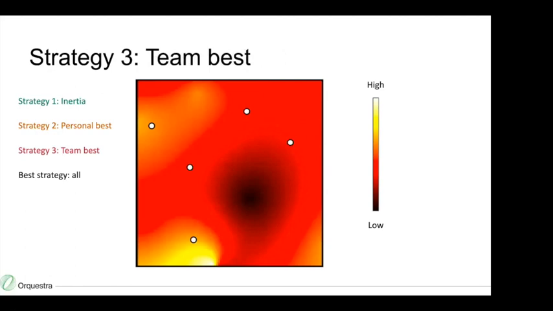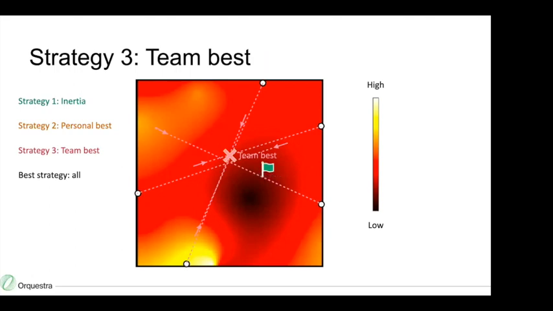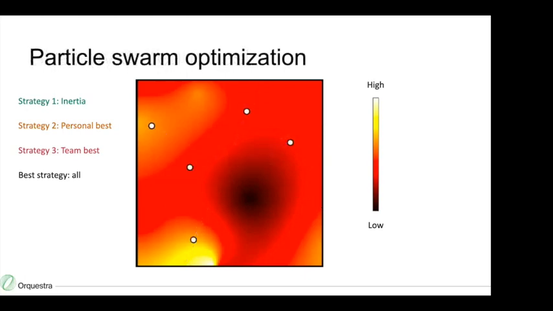And the third one is team best, which is we talk among each other. And we say, what is the best that one of us has been able to find in their journey? And let's say that one of us managed to find this lowest point over here at some point. So we all point to that direction. We all walk towards that direction. And then we see what was the best we got. So those strategies are okay, but what if we put them all together?